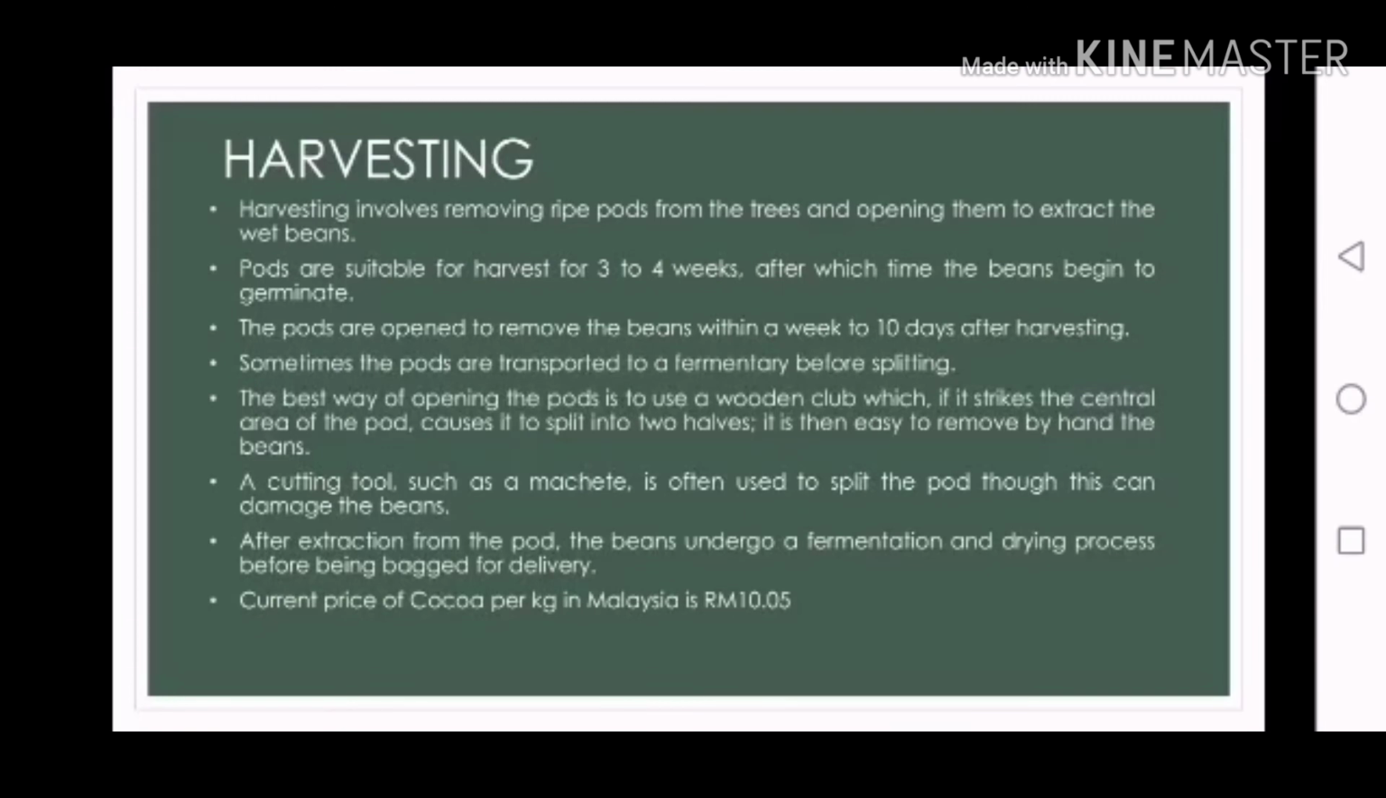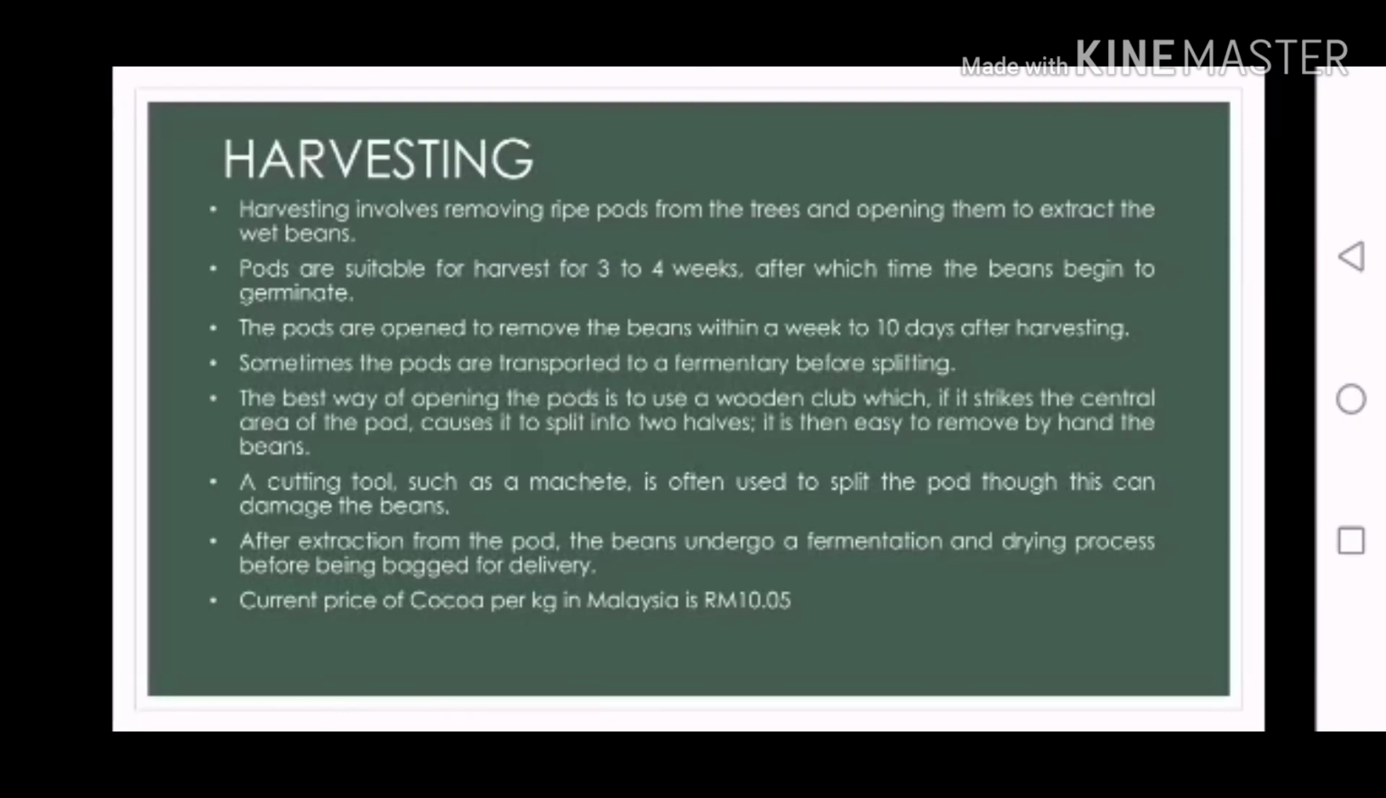And now is for the harvesting. Harvesting involves removing the pods from the tree and opening them to extract the wet beans. Pods are suitable for harvest for 3 to 4 weeks, after which time the beans begin to germinate. The pods are opened to remove the beans within a week to 10 days after harvesting. Sometimes, the pods are transported to a fermentary before splitting.